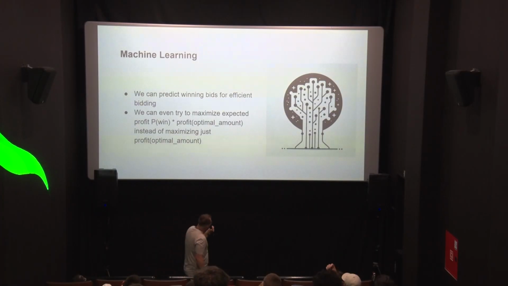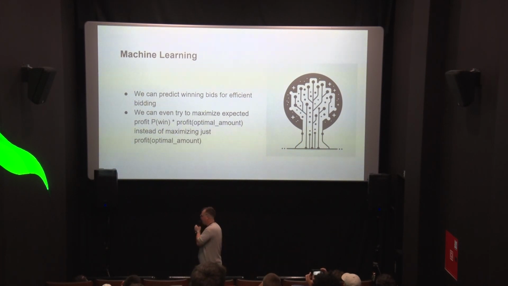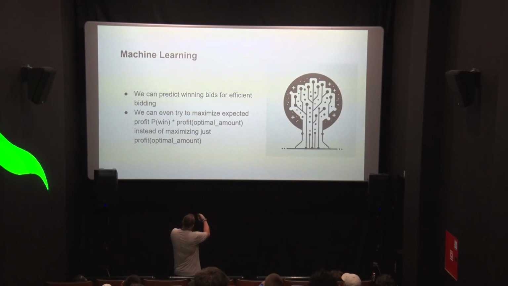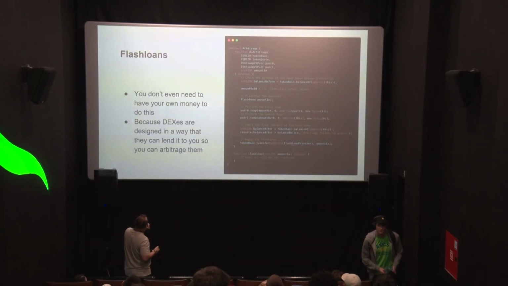And since I'm a machine learning expert, I would naturally advise to use machine learning here. We can try to predict winning bids using machine learning models, or, which is smarter, we can try to predict the probability of winning, and then adjust our bids using this probability, and select the more promising paths using this probability.